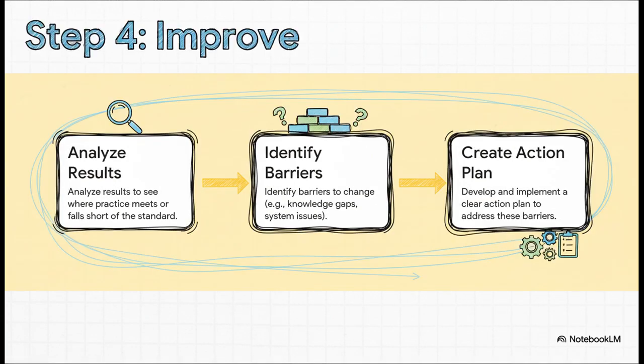All right, step 4. This is kind of the moment of truth. You've got your data, now you have to analyze it. Where did you fall short of that 95% target? But more importantly, why? You have to dig deep. Was it a training issue, a problem with the equipment? You identify those barriers, and then, this is the most important part, you create a real, concrete action plan to fix the problem. This is where you actually make things better.